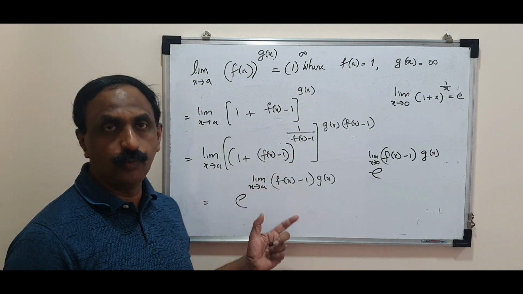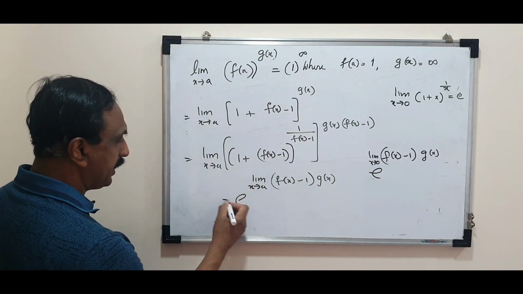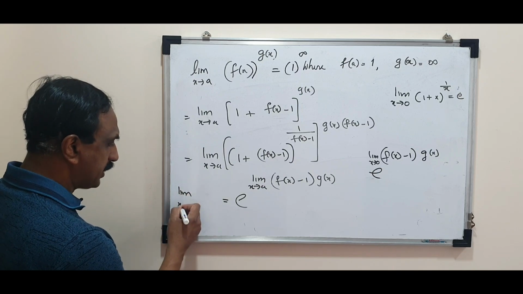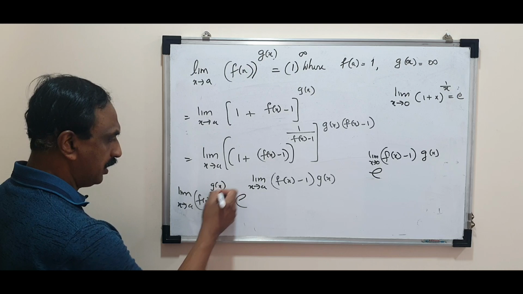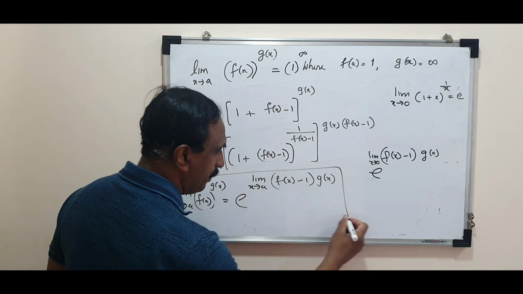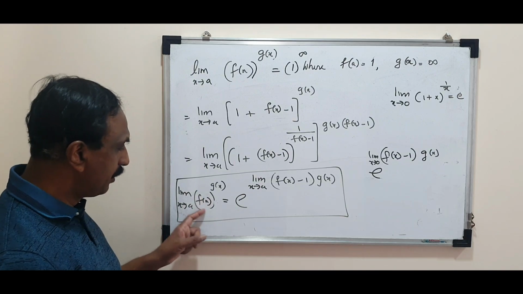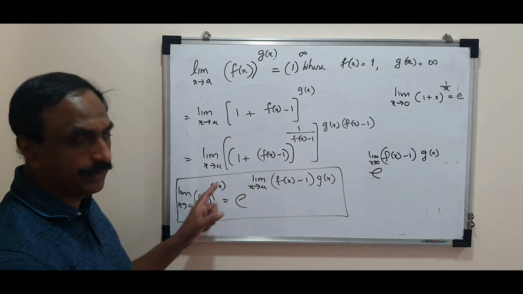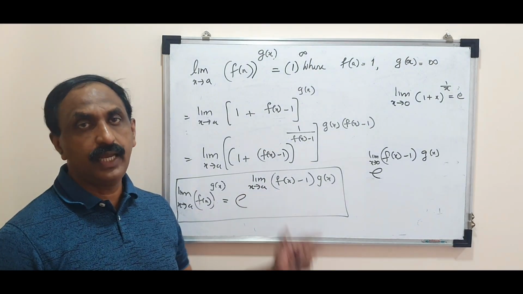So we will learn a few problems. This is my direct formula. So this formula should be remembered. What is my direct formula? Limit x extending to a, f of x raised to g of x, we can directly use this formula and calculate, provided it is of the form 1 raised to infinity. If it is of the form 1 raised to infinity, directly apply this formula and get the answer.